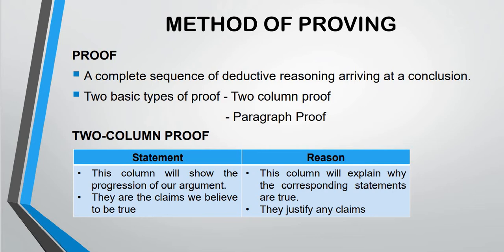Okay, the two-column proof can be divided into two. The first column is the statement, the second one is the reason. This column will show the progression of our argument. These are the claims we believe to be true, and in the second column you must state the reason. This column will explain why the corresponding statements are true. They justify any claim.